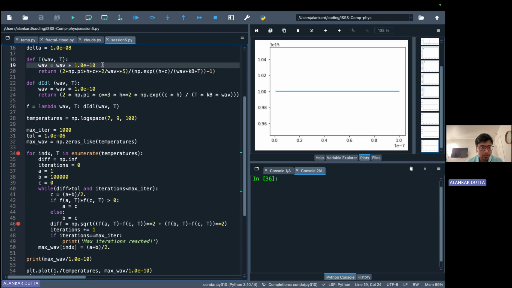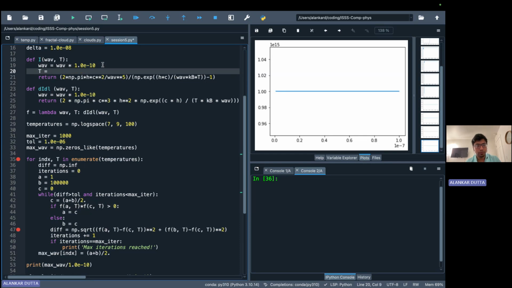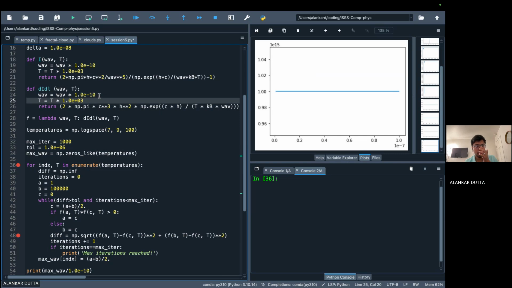And for temperatures, I will have temperatures equals T times 1.0e3. Right. So this is again going to make things easy. And so this will be then 3 to, sorry, 6.